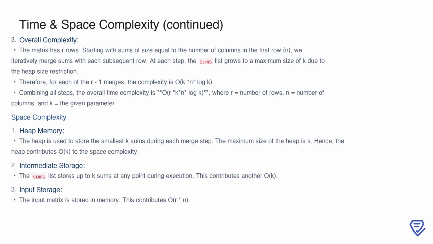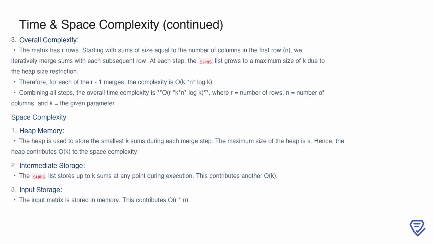Now, let's look at the overall complexity. The matrix has r rows, and we begin with sums initialized to the size of the first row, which has n columns. At each merge step, the size of the sums list grows, but it is bounded by k due to the heap size restriction. This means that for each of the r-1 merge operations, the algorithm performs O(k * n * log k) work to combine the sums with the next row of the matrix. Multiplying this by the number of rows, the overall time complexity becomes O(r * k * n * log k), where r is the number of rows, n is the number of columns, and k is the given parameter.